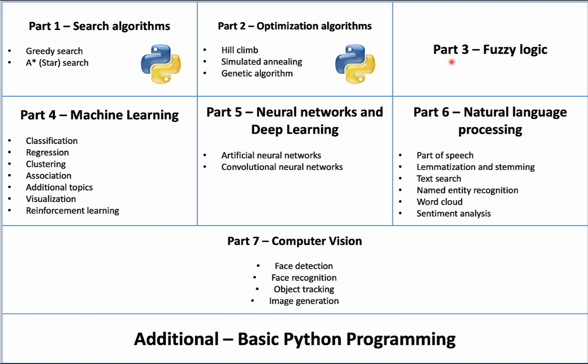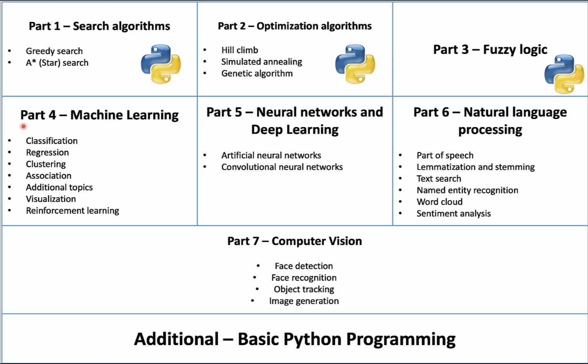In part number 3, we are going to implement some examples of fuzzy logic. All implementations will be in Python, and the case study will be to find the best tip value you would give to a restaurant based on the quality of the food and the quality of the service.